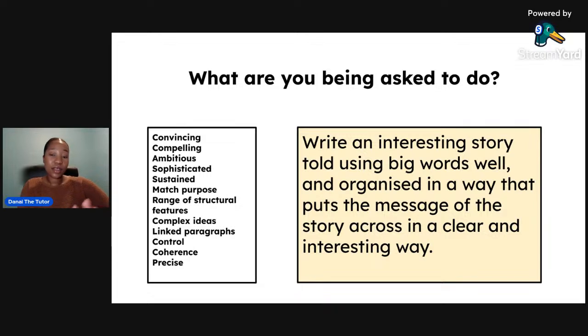As I'm just saying now, they are all asking for the same thing. So I will repeat that summary. It's a very simplified summary, just to make sure we're all clear on what the exam board wants according to the mark scheme. They want you to write an interesting story told using big words, well, and organized in a way that puts the message of the story across in a clear and interesting way. Okay, so that's my summary of the words on the left of your screen, which were taken from the different mark schemes.